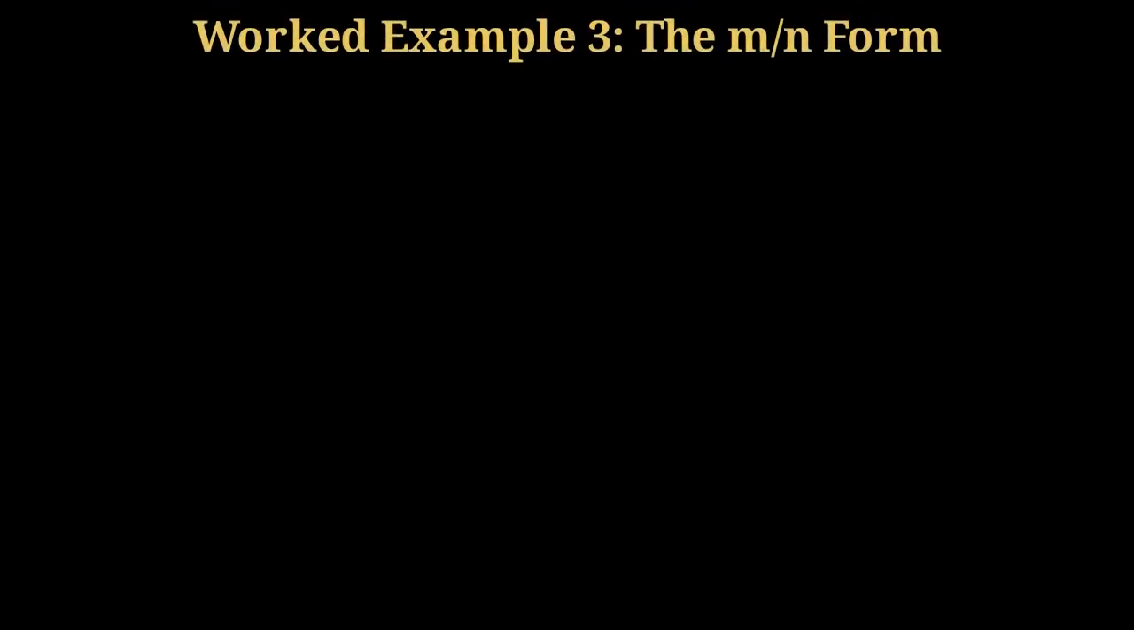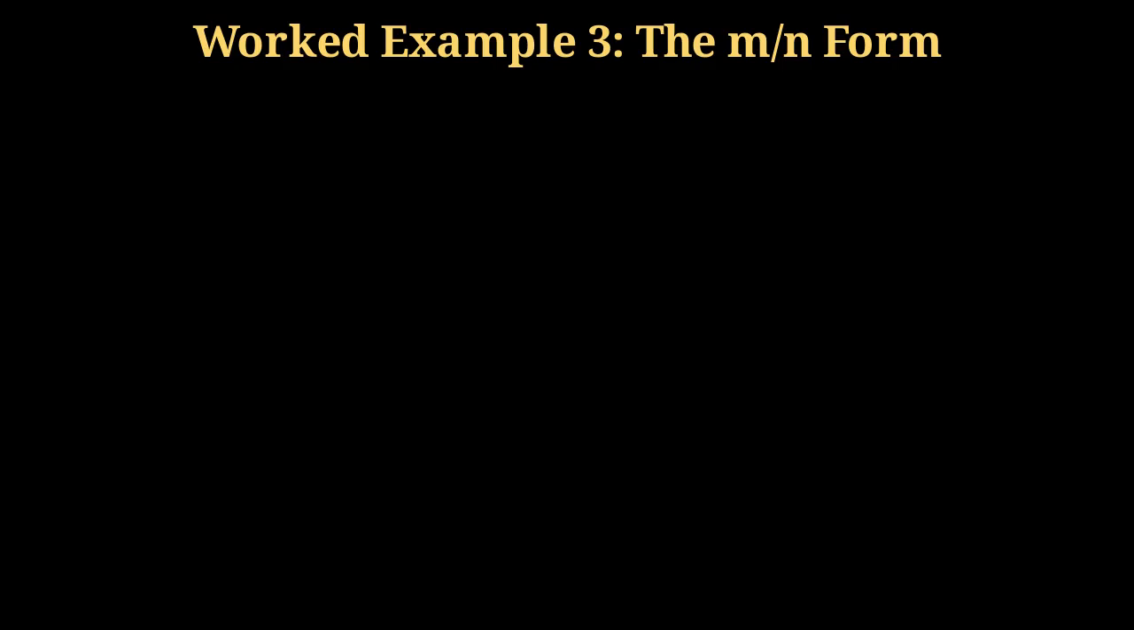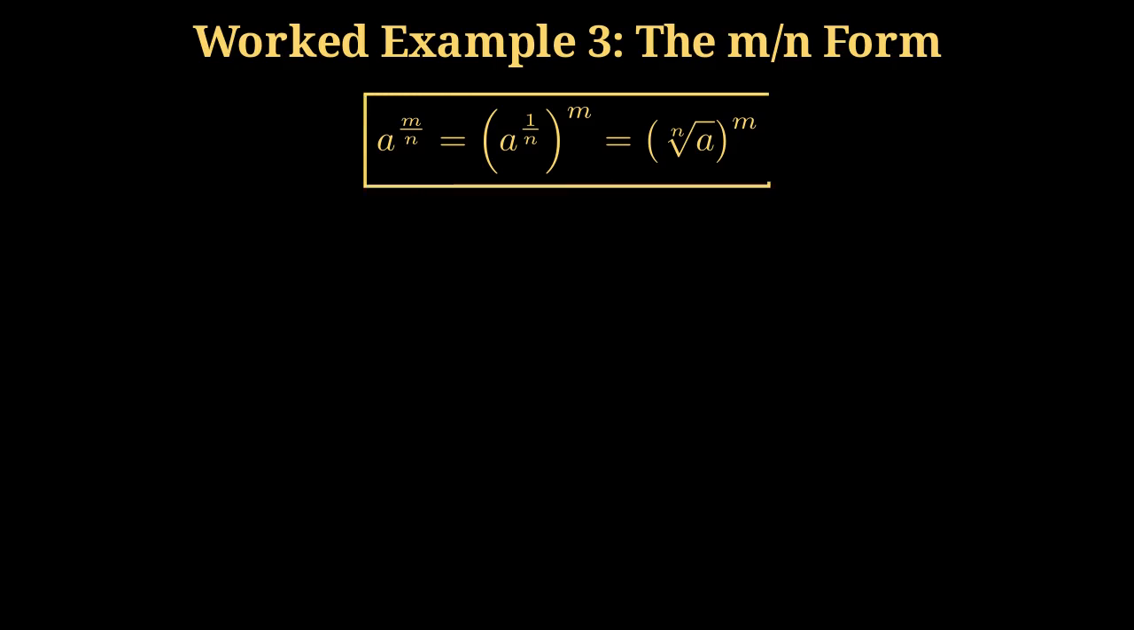Worked example 3, where today's two laws join forces. What about an index like 2/3 or 3/4? Split the fraction using powers of powers. m over n is 1 over n times m. So a to the m over n is the nth root of a taken first, then raised to the power m. Root first, power second. It keeps the number small.